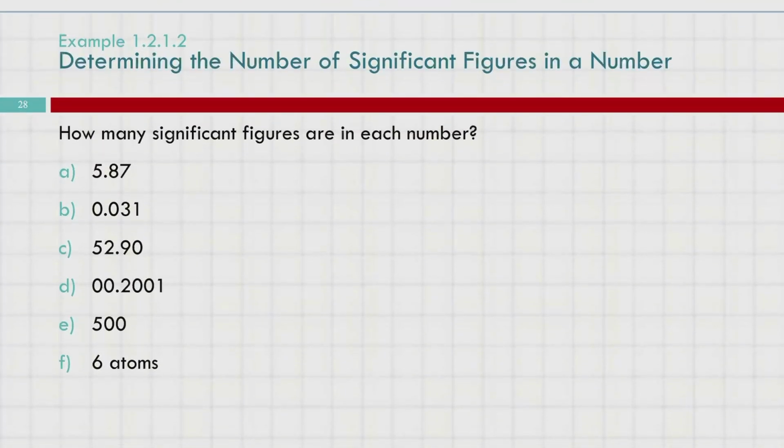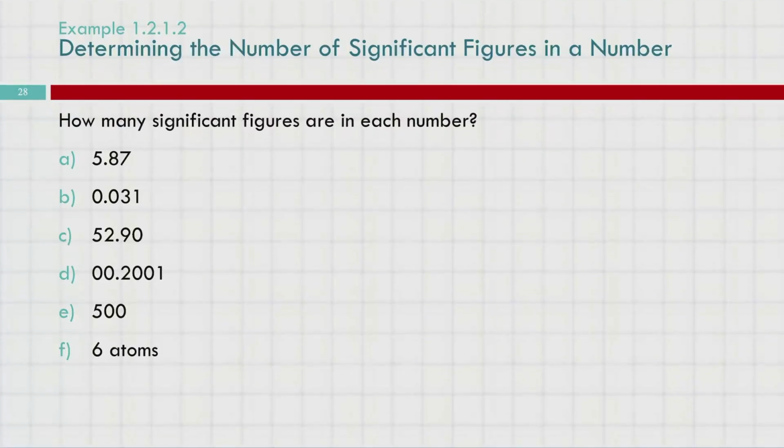All right, an exercise to wrap us up. An example, I guess. How many significant figures are in each of these numbers? So 5.87. How many significant figures does it have? 3. It's 3 because we've got 3 non-zero numbers. What about 0.031? It's 2. 2 significant figures. The leading zeros don't count. Those are not significant.